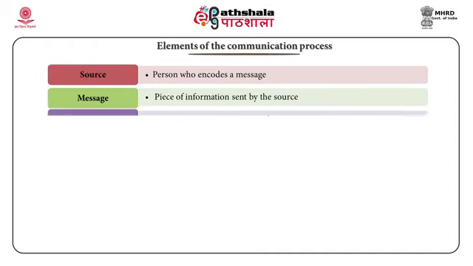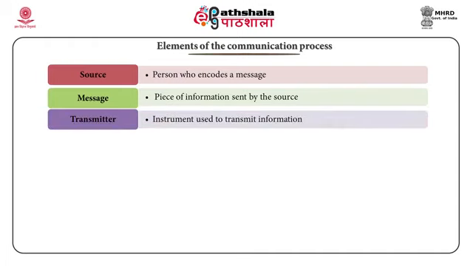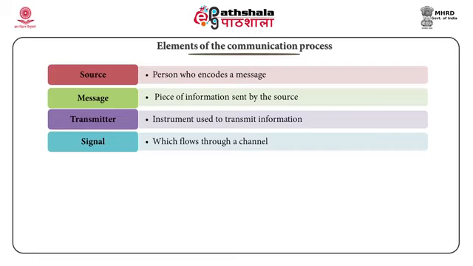The next element is the transmitter, which is an instrument used to transmit information or message from the source to the destination. In case of Shannon's model, the transmitter is a telephone that captures audio signals from the source, converts it into electric signal and amplifies it for transmission through the telephone network. The signal is that which flows through a channel. There may be multiple parallel signals or there can be multiple serial signals.